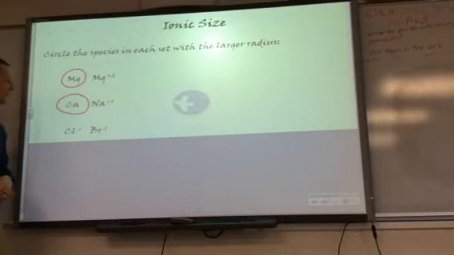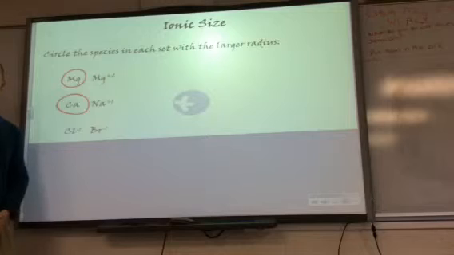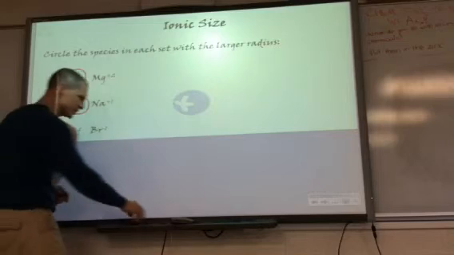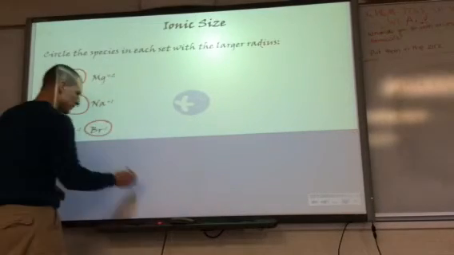Now between these two, the chloride ion or the bromide ion? Which one's bigger? Yeah, both of them have gained an electron and become bigger, but bromide being 1 energy level bigger than chlorine is going to be the winner on this one.